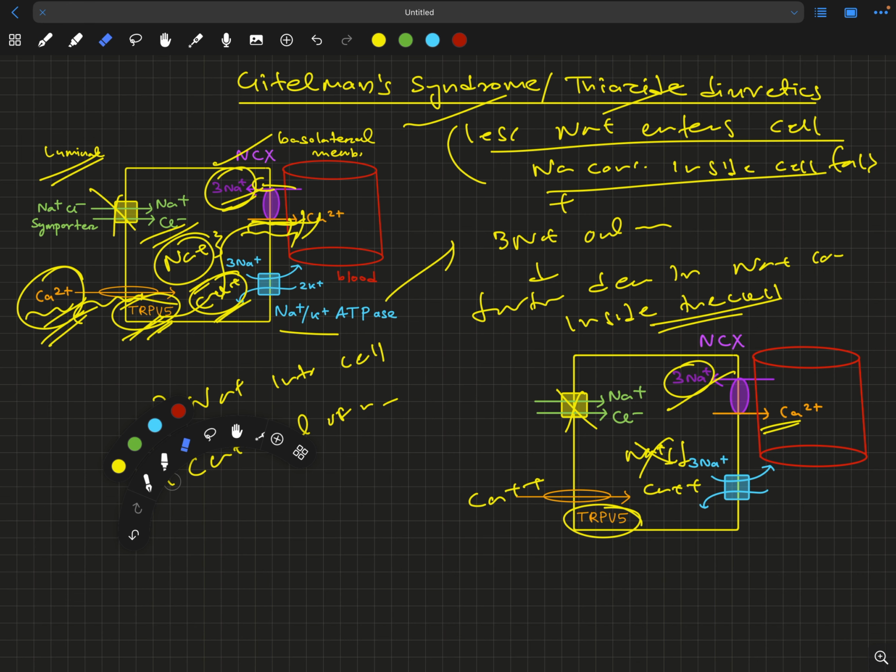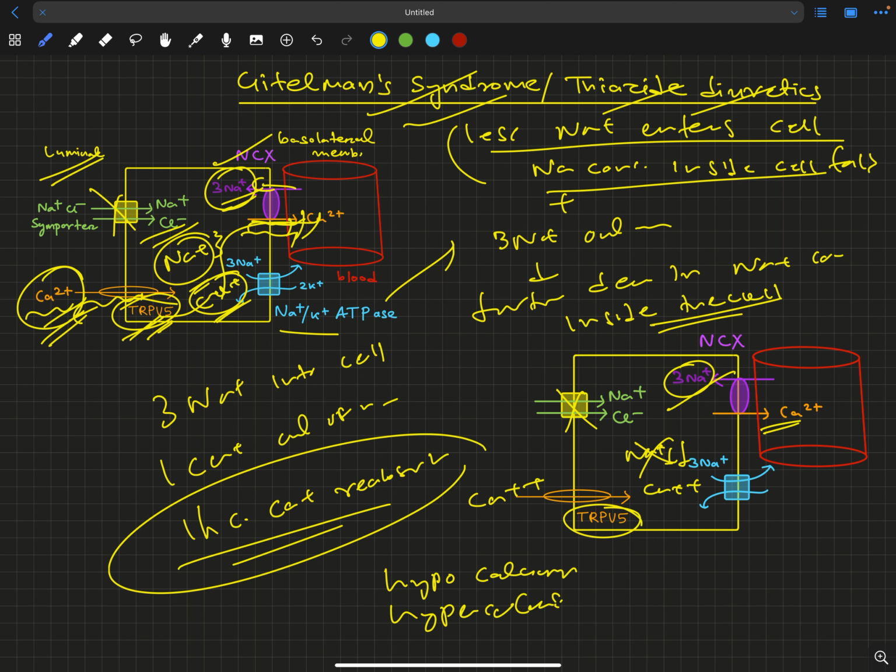So in Gitelman syndrome, or if a patient is on thiazide diuretics, there will be hypocalciuria and hypercalcemia. Urinary calcium decreases, this is called hypocalciuria, and blood calcium increases, called hypercalcemia. So thiazides decrease urinary calcium, or you can say thiazide retains calcium. Thiazide retains calcium, loop loses calcium. Okay, so this is all about Gitelman syndrome and thiazide diuretics.